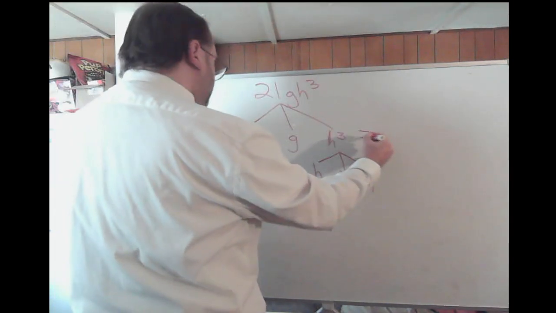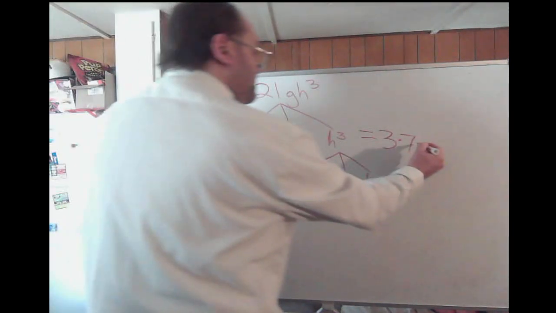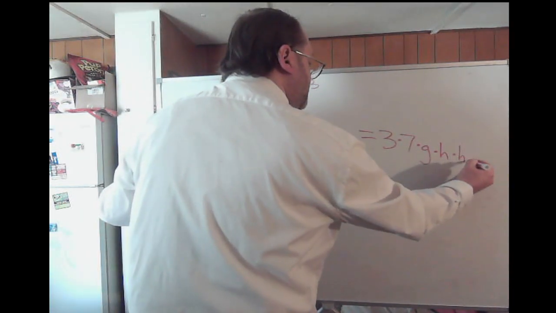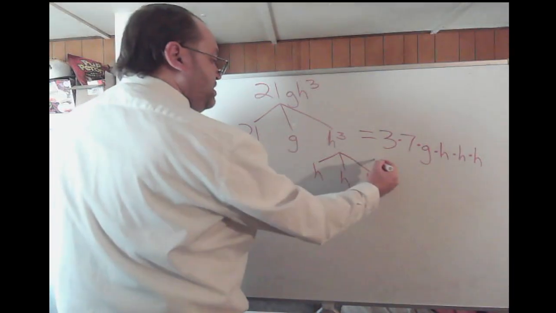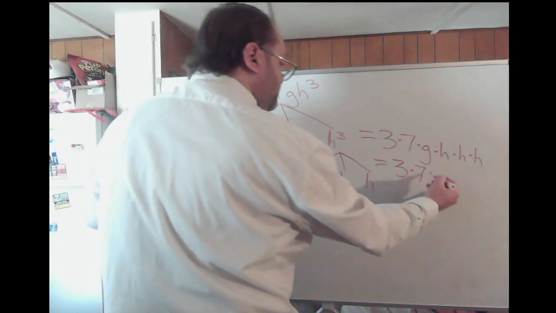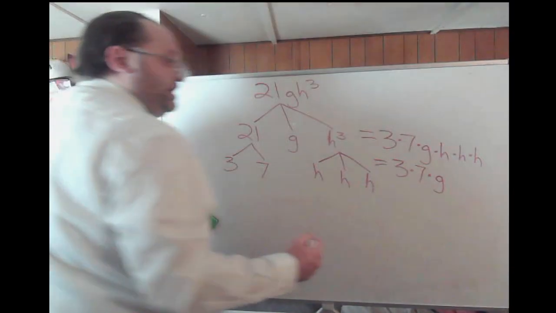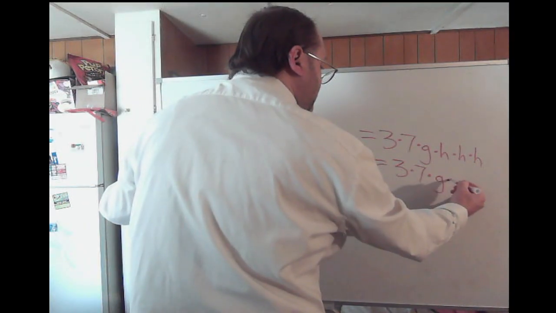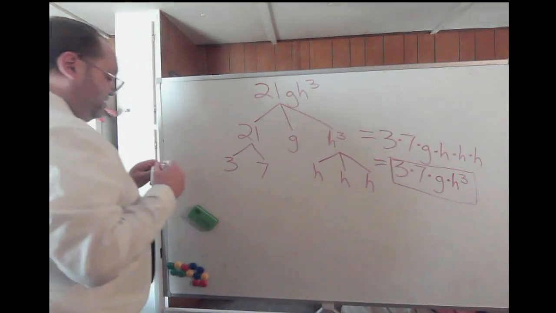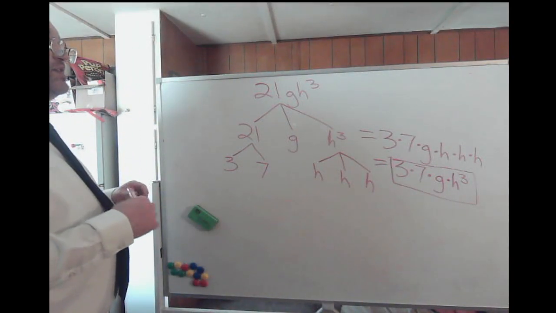So your prime factorization would start out looking like 3 times 7 times g times h times h times h, which 3 times 7 would stay left alone. So would the g, 3 times 7 times g. Now h, we have repeating factors of h, so you'd have h times h times h. That would be h to the third power. So your prime factorization of this is going to be 3 times 7 times g times h to the third power. That would be your prime factorization.